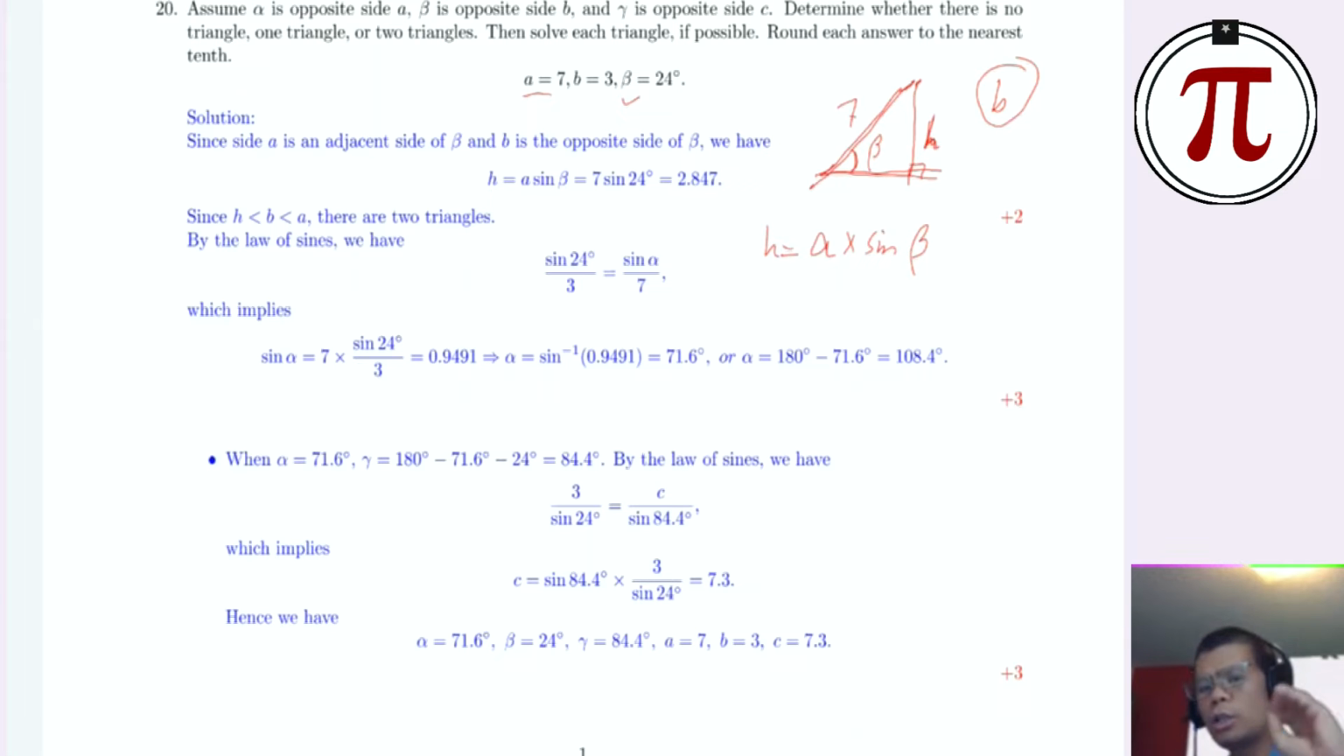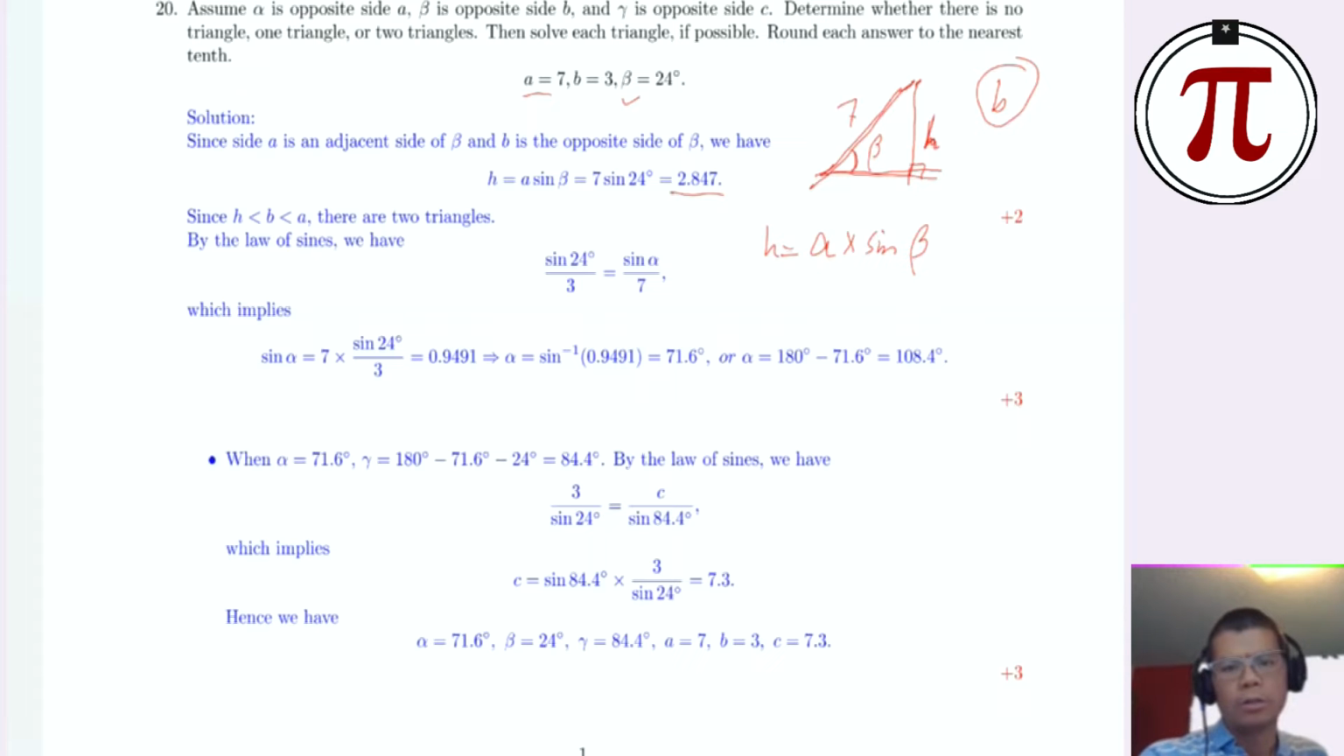Okay, so this is going to be your first step because this is so important to determine whether you have no triangle, one triangle, or two triangles. Now let's find H. H equals A times sine beta, which gives us 2.847. Okay, so H equals 2.8 something.